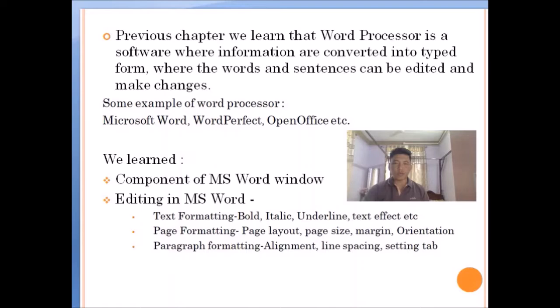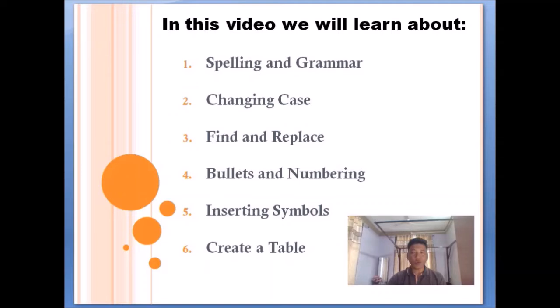We have learned here the components of the Microsoft Word window, and editing in Microsoft Word, that is text formatting, page formatting, and paragraph formatting. In this video, we learn the following 6 points. First point, spelling and grammar. Second point, changing case. Third point, find and replace tags. Fourth point, bullets and numbering. Fifth point, inserting symbols. Sixth point, to create a table.